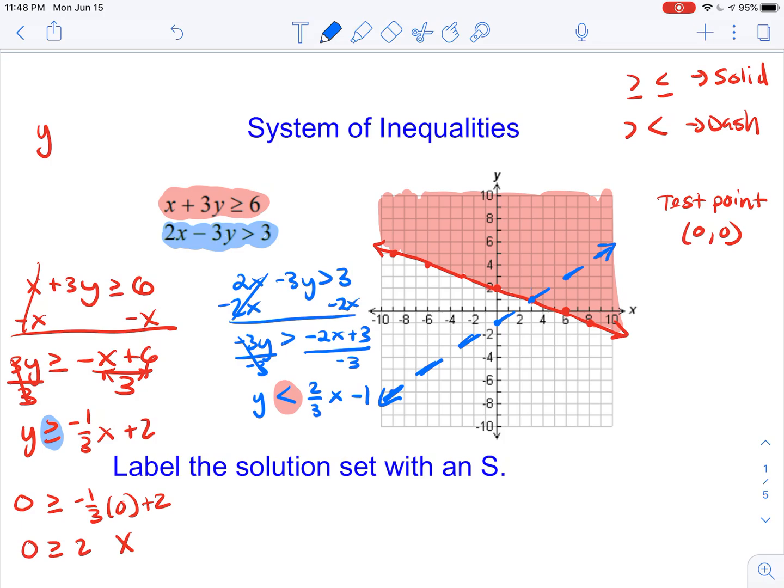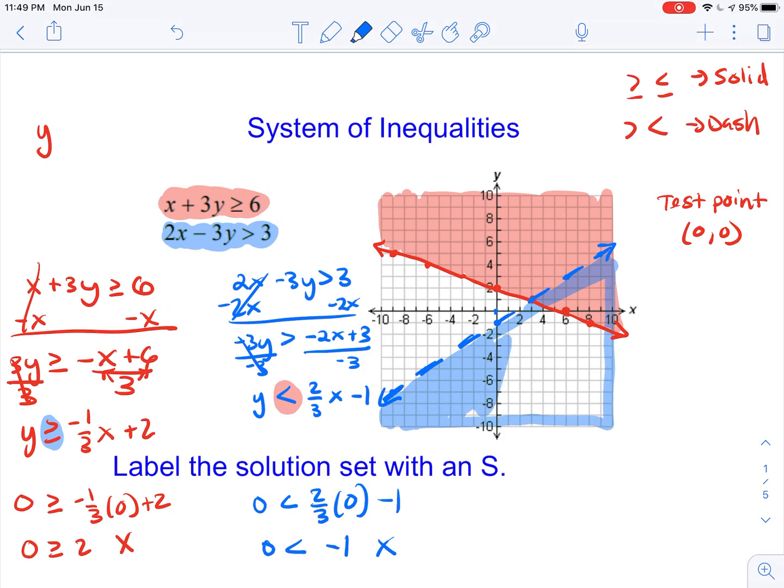Okay, and now we use a test point to decide which side to shade. So again, I'm going to use 0, 0 because it's clearly not on the boundary line. So 2/3 times 0 minus 1: is 0 less than -1? And the answer is no. -1 is clearly less than 0. So that means I'm going to shade on the opposite side of the line, which is this guy right here.